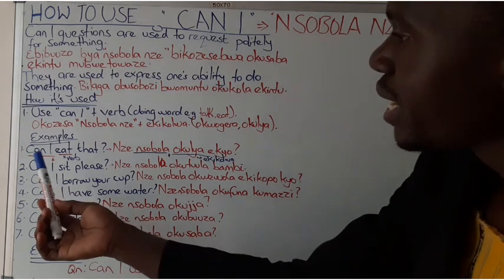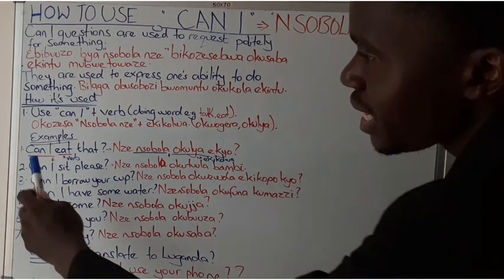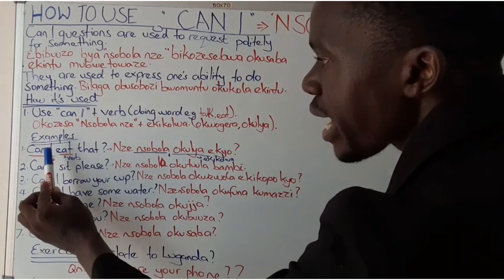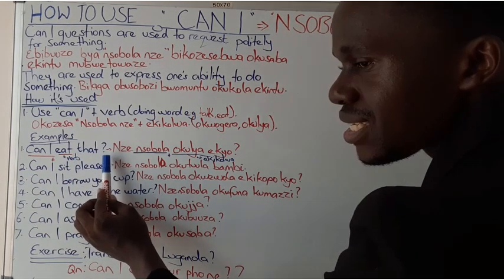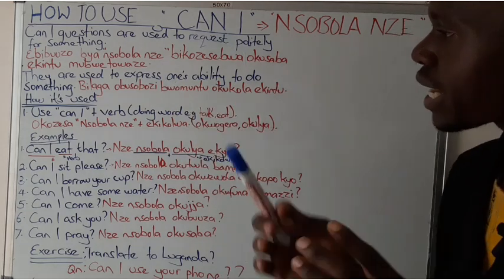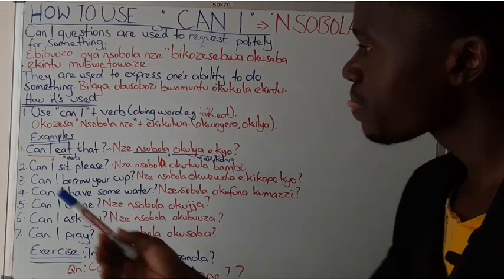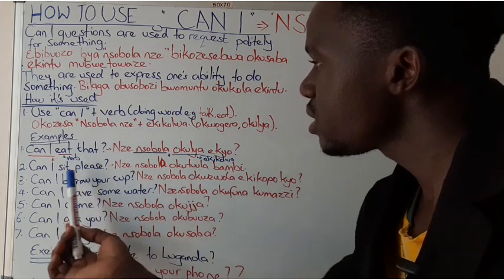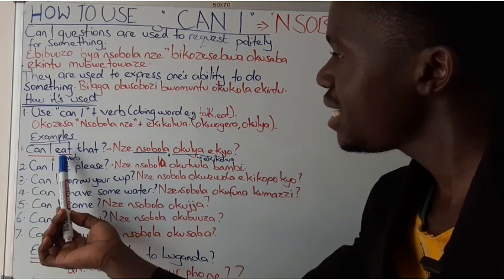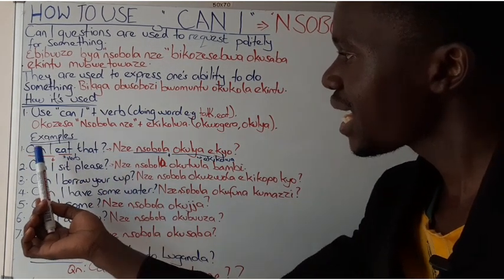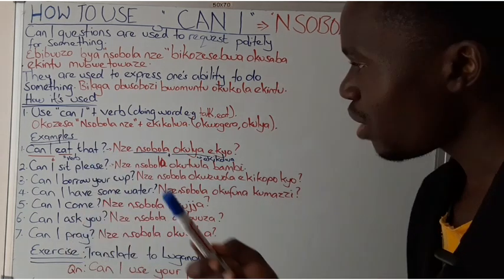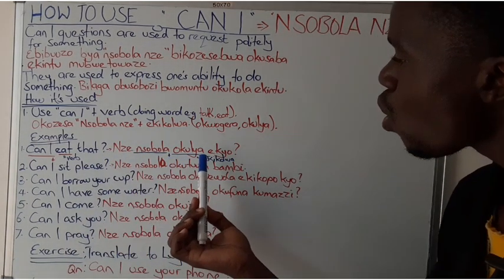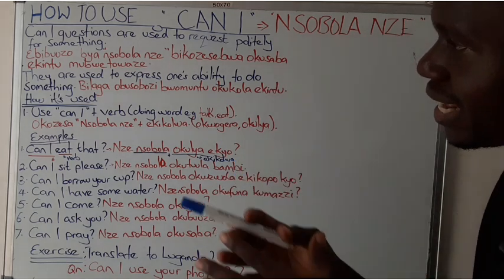Okay, let's have some examples such that you further understand what I'm talking about. Example 1. Can I eat? You can see can I, then followed by a verb, to eat. So can I eat that? Once again, to use can I, ogenda gamba can I, then you add on the verb, which is eat. Can I eat that? Are we together? And this in Luganda is nze nsobola okulya ekyo. So you are asking in a polite way.